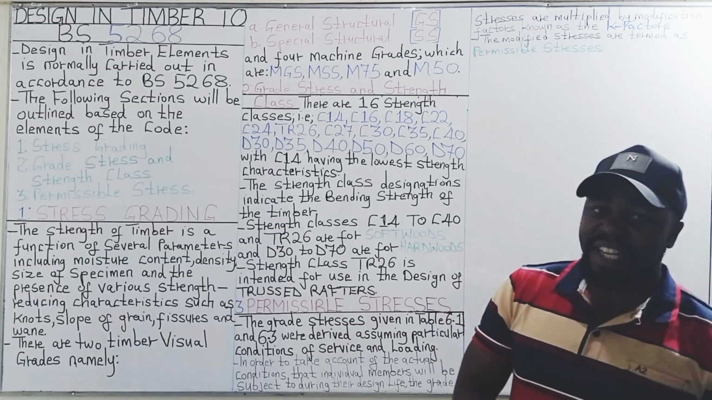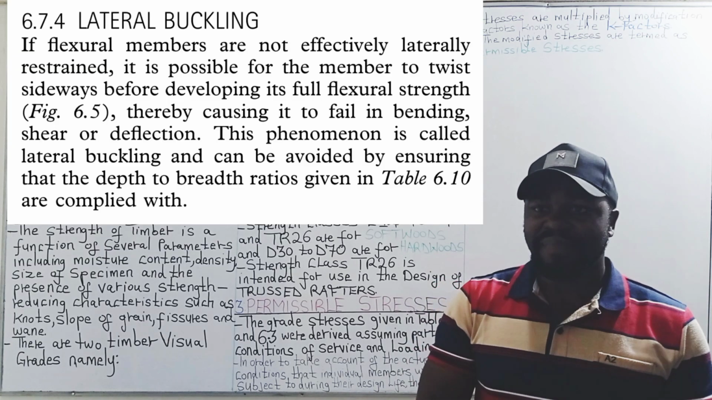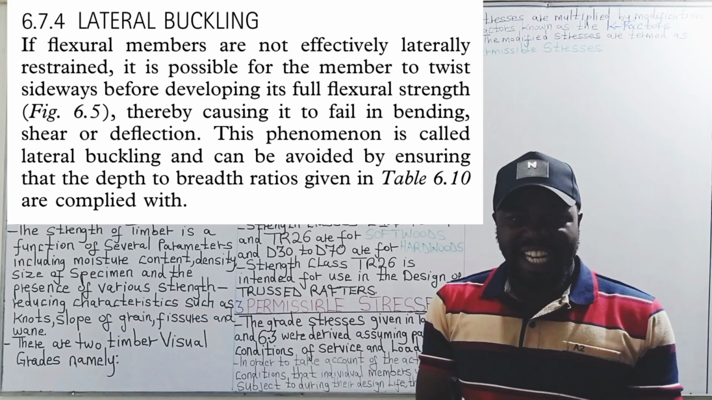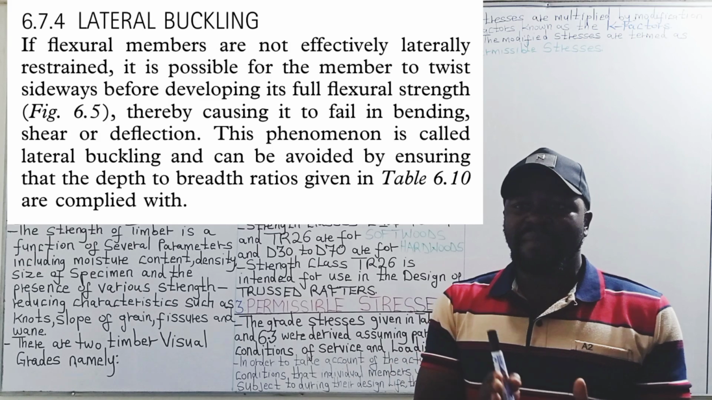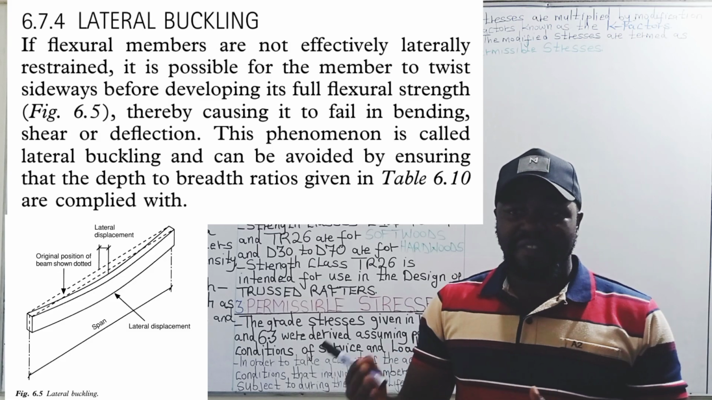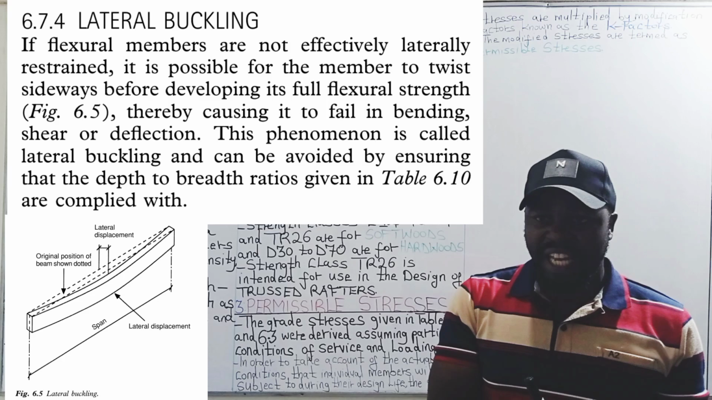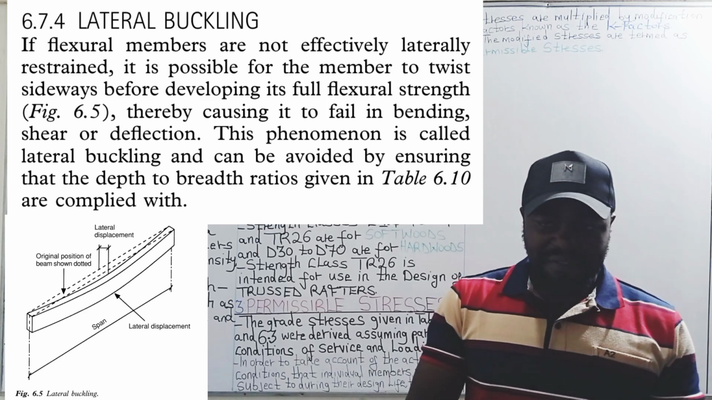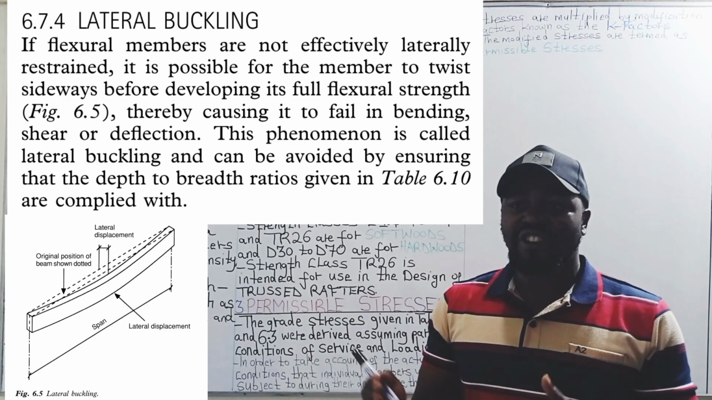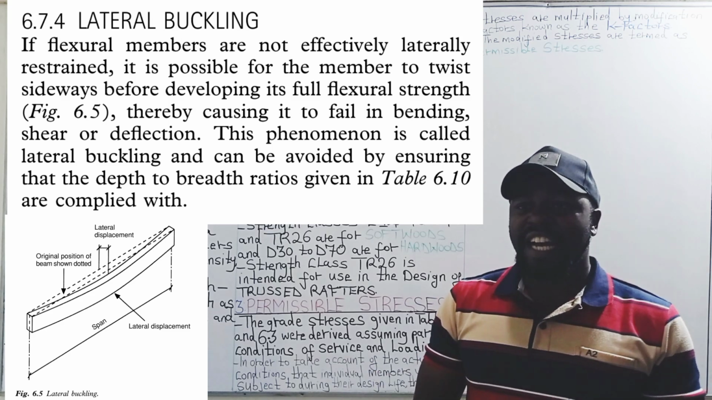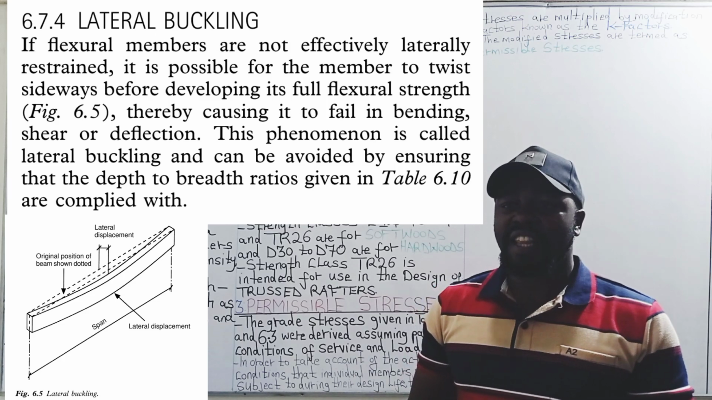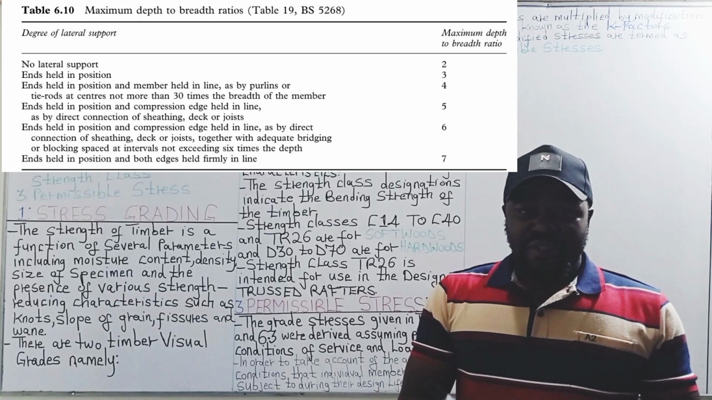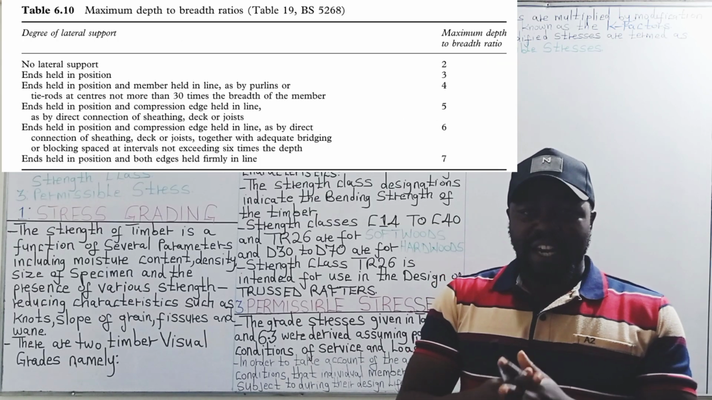Then you go to step number 3, that is lateral buckling. If flexural members are not effectively laterally restrained, it is possible for the members to twist sideways before developing their full flexural strength, thereby causing them to fail in bending, shear, or deflection. This phenomenon is called lateral buckling, and it can be avoided by ensuring that the depth to breadth ratios given in table 6.10 are complied with.